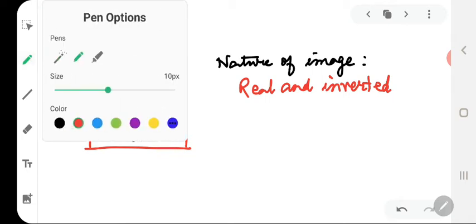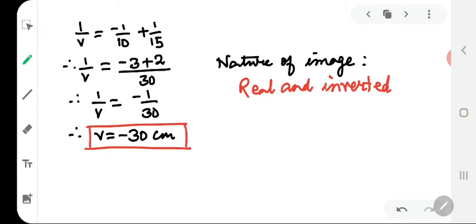Now coming to the third part, we have to find out the size of the image. To find the size of the image, we have to calculate the magnification first. Now we know magnification is given by minus v by u. We know that v is minus 30 centimeter, we have calculated it right now, and object distance is minus 15 centimeter. So we shall substitute.